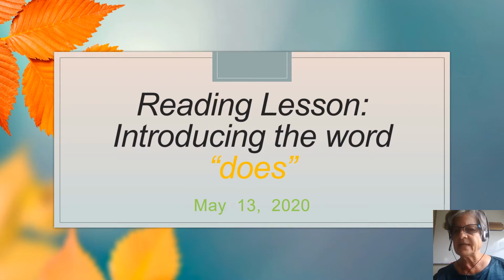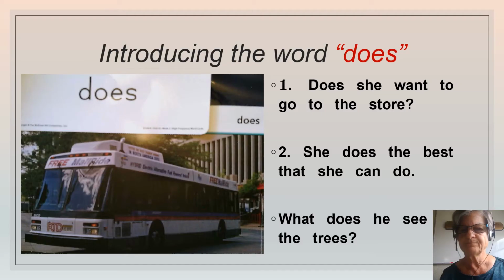Let's go on to the next page. Here we are introducing the word does on this page. Does is spelled D-O-E-S, and you can see it in red on the top of the page. Also, you see it on a large word card, which is about the bus. We're going to point to each letter one at a time, and you're going to say the name of the letter with me. Let's begin.